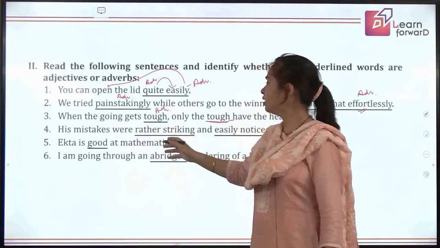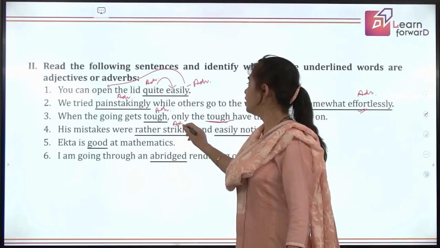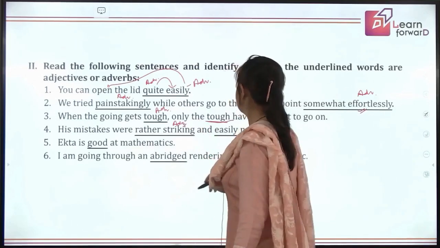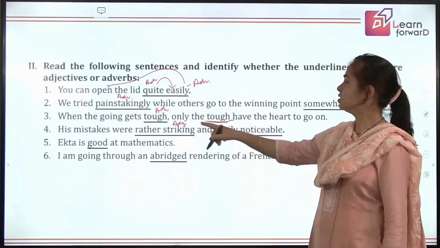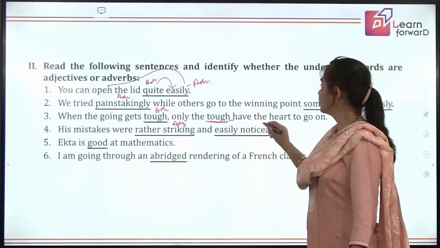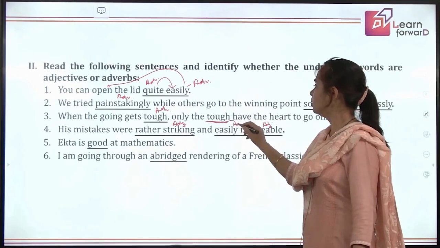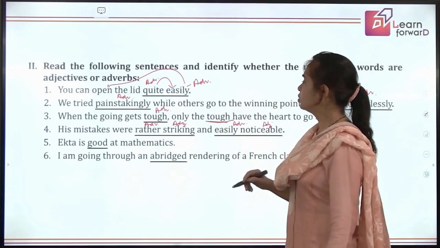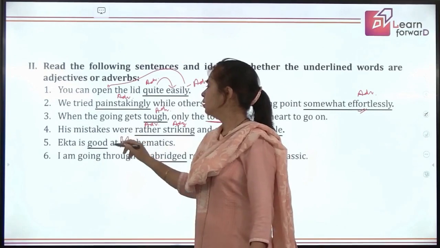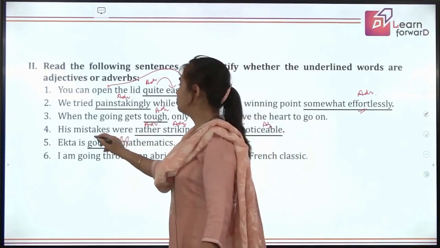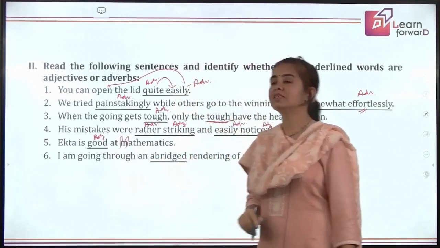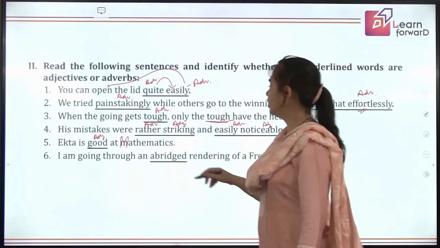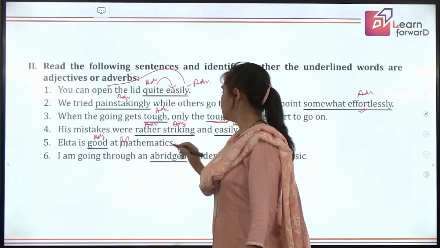His mistakes were, how were they? They were rather striking. So again, we are describing the mistakes. How were the mistakes? We are describing mistakes. So this is an adjective, and easily noticeable. So the mistakes were easily noticeable. Noticeable is an adjective and easily is an adverb. Similarly here, striking is an adjective and rather is an adverb. Okay. Next, Ekta is good at mathematics. M is capital here. So how is Ekta? It is telling you about Ekta. That means it is an adjective. Perfect. I am going through an abridged rendering of a French classic. So how is the rendering? It is abridged. That means it is an adjective, right?